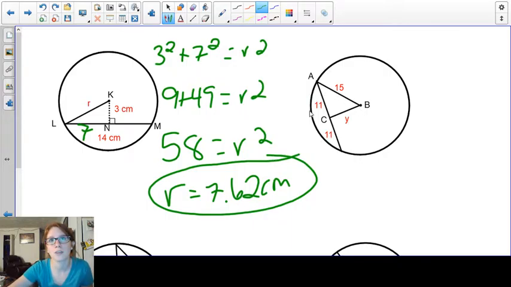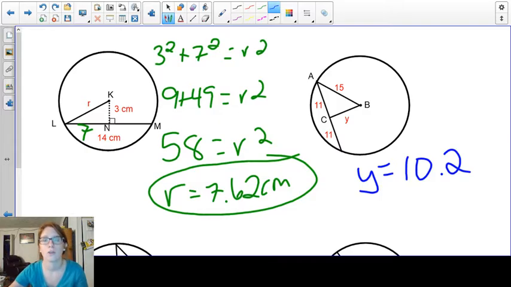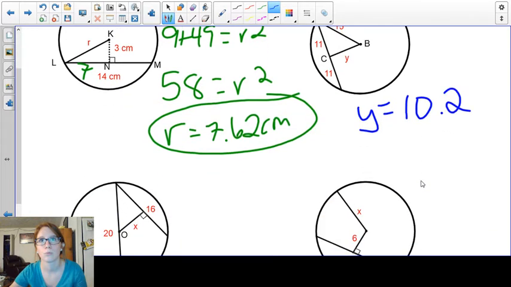Go ahead and try this second circle. So go ahead and pause it real quick and do those operations. Should get 10.2.